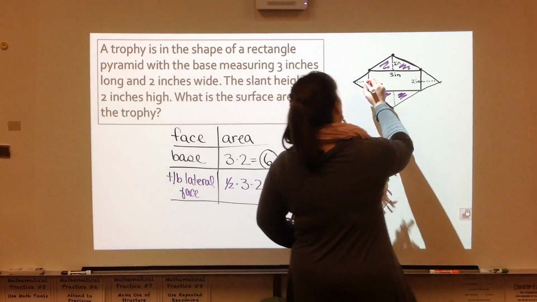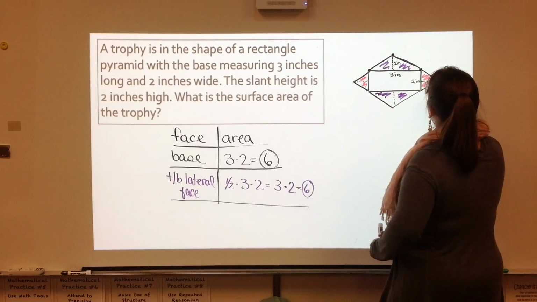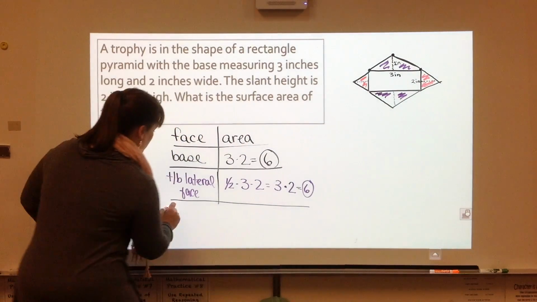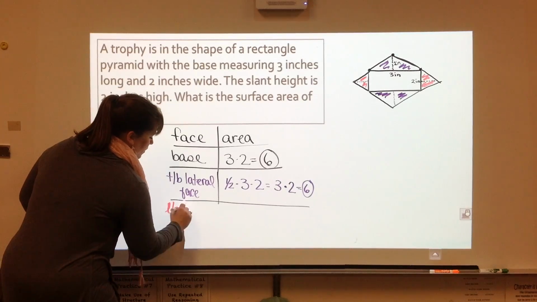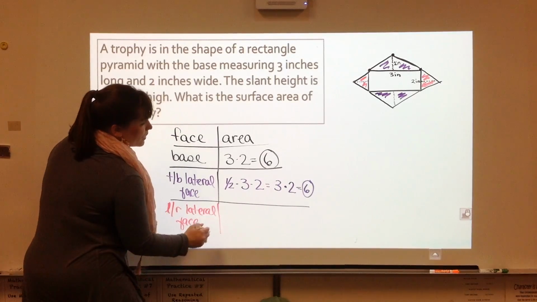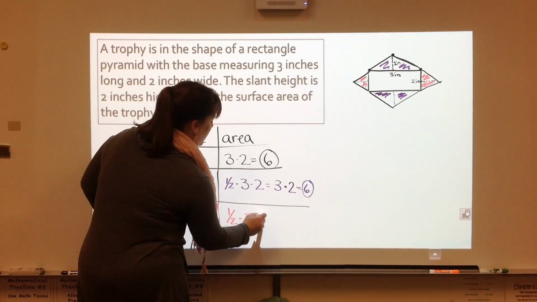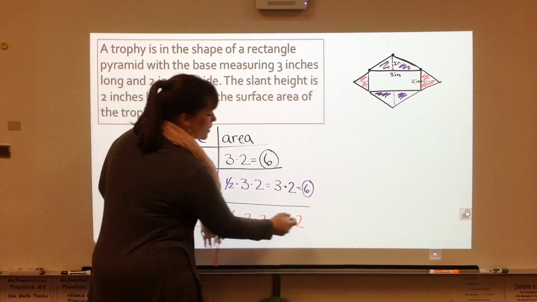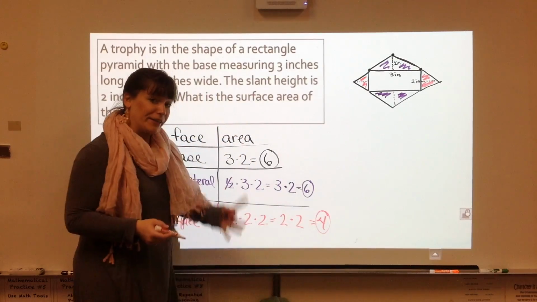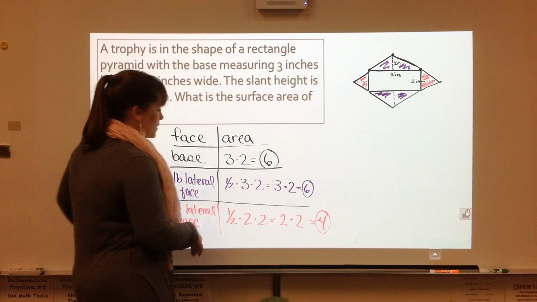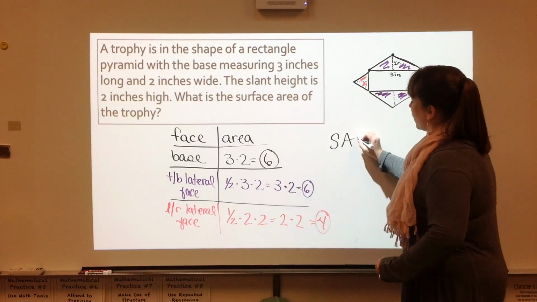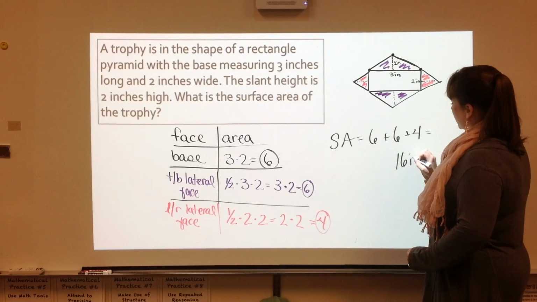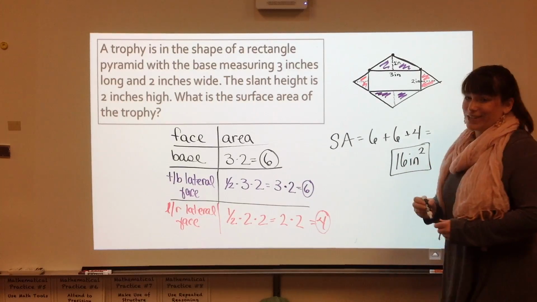I'm going to shade these little guys over on the left and right. These red triangles are also going to be the same area. So I'm going to call those the left and right lateral face. And that's going to be 1/2 times 2 times 2. Half of 4 is 2, but remember, there are 2 red triangles to the left and right, so that means I need a 4 when I'm adding everything up. For this surface area, I'm going to add up the 6, and the 4, giving us an area of 16 inches squared for the surface area of that trophy.